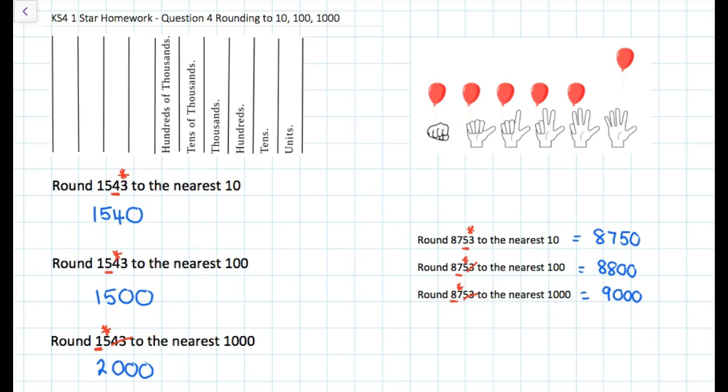Each time you can see I've underlined the important number and the number next to it and crossed out all the numbers that are too far away to make a difference.